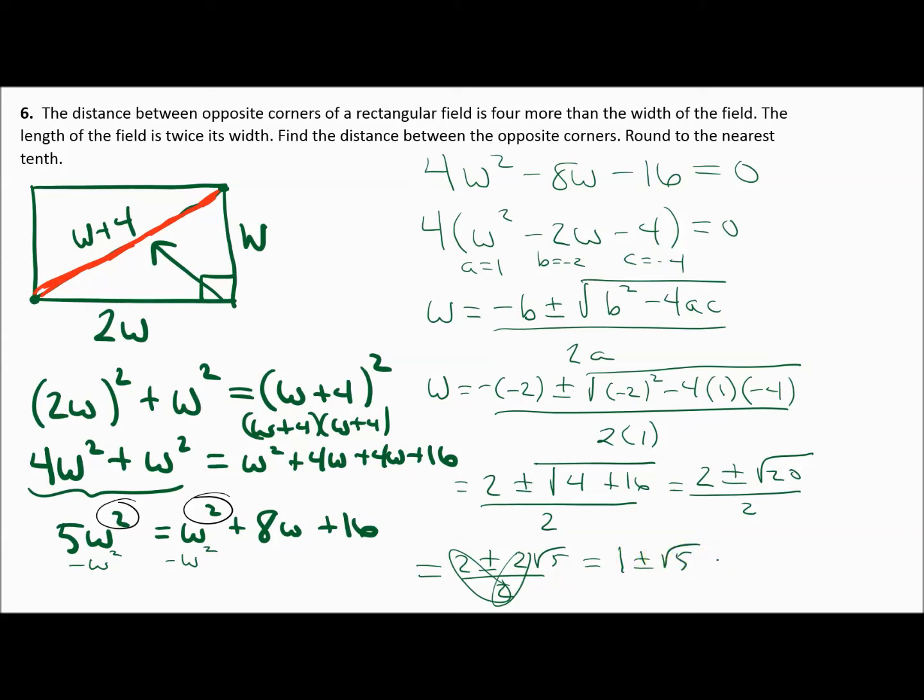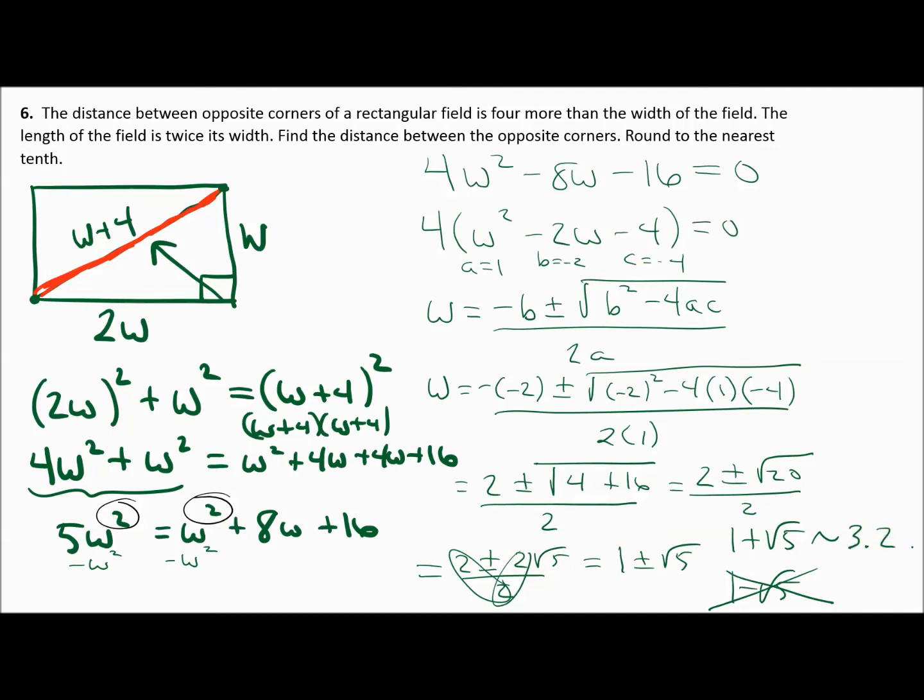Now here's the deal. 1 plus the square root of 5 is a positive number. 1 minus the square root of 5 is a negative number, and we're talking about, again, the length of a side, the width right here. So that's not possible. So to find the width, I'd plug 1 plus the square root of 5 in my calculator, and I get 3.236. It says round to the nearest tenth, so 3.2.